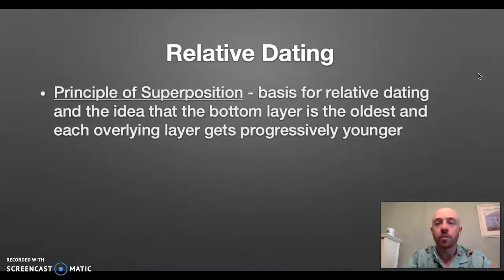So, principle of superposition. Okay, so if we talk about position, position means location, right? So what we're talking about is the basis for relative dating, or being able to figure out the age of something based off everything that's in the area, is the idea that the bottom layer is always going to be the oldest, and each layer on top of that is going to get younger and younger and younger.